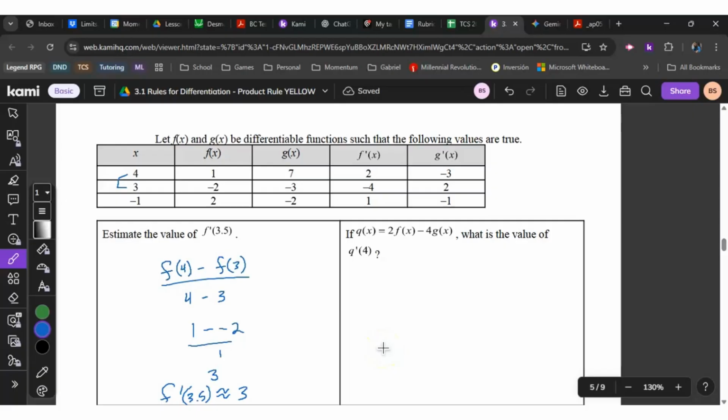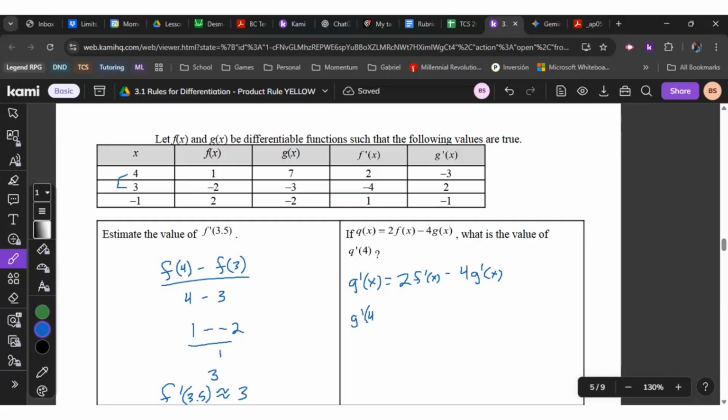All right, let's try this next one. Q of x is this weird function. What is the value of q prime of 4? Well, q prime of x is going to be 2f prime of x minus 4 g prime of x, right? There's no product rule, right? Because if it's just a coefficient, I don't need to do a product rule. I can, it won't help me. Okay, so all I need to do is take the derivative of these two things.